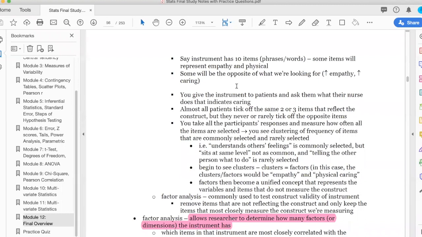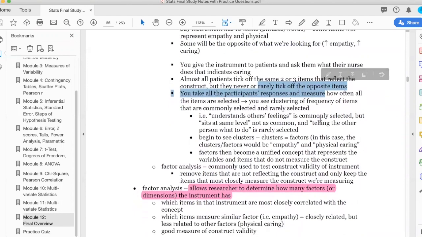all the people who are confident to advocate are clicking off the same 2 or 3 questions, they're saying yes or no to, but they're never ticking off like this other question, right? So you kind of play with it. You see how those questions cluster together, which ones are commonly selected, which ones are rarely selected, and you use that to test the construct validity of the instrument.